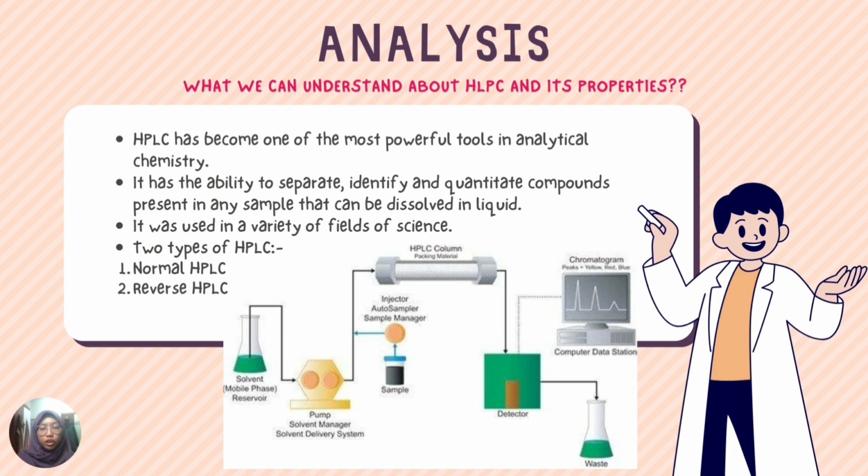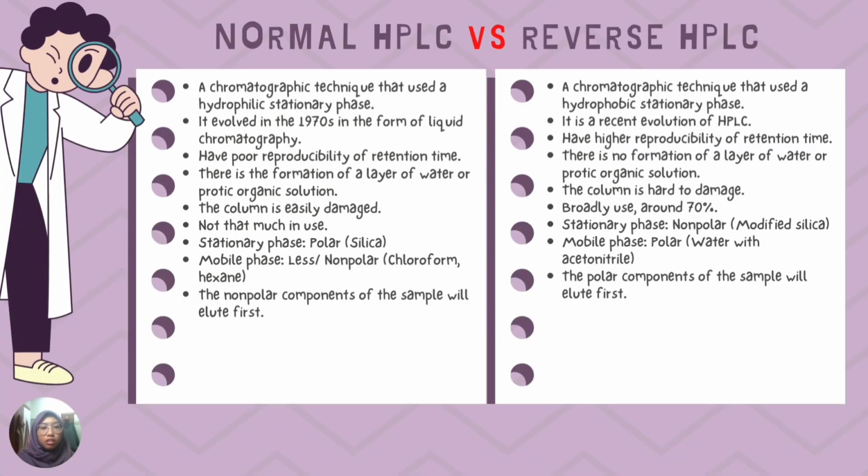There are two types of HPLC. First is normal HPLC and second is reverse HPLC. Next, we're going to talk about the differences between normal HPLC and reverse HPLC. Normal HPLC is a chromatography technique that uses a hydrophilic stationary phase. It evolved in the 1970s in the form of liquid chromatography.